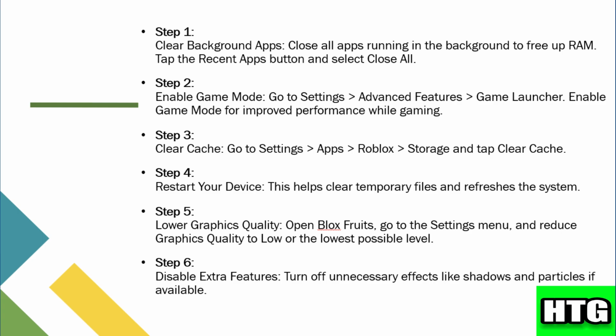Step 2. Enable Game Mode. Go to Settings, then Advanced Features, and then Game Launcher. Enable Game Mode for improved performance while gaming. Step 3. Clear cache. Go to Settings, then Apps, then Roblox, and then Storage, and tap Clear Cache.